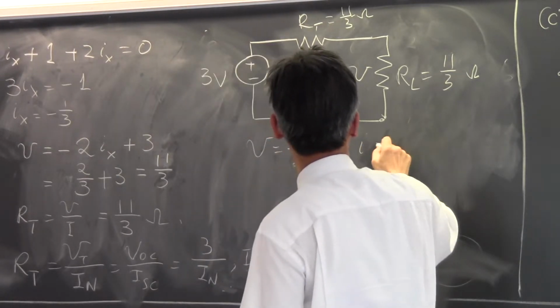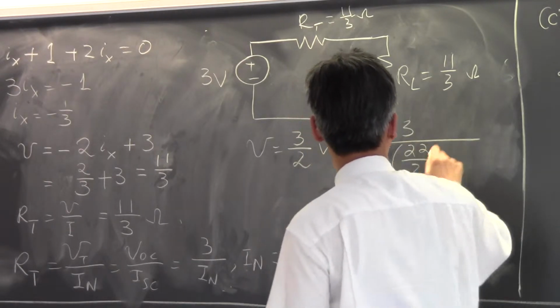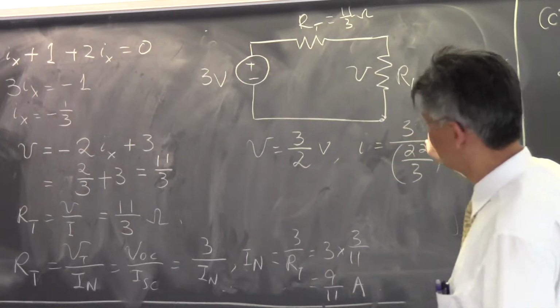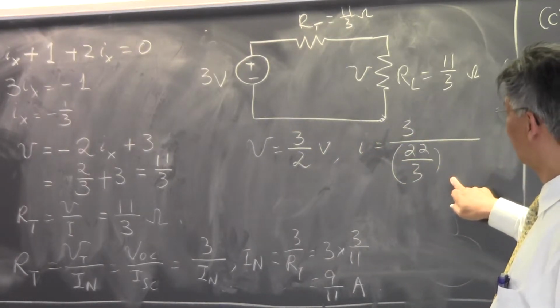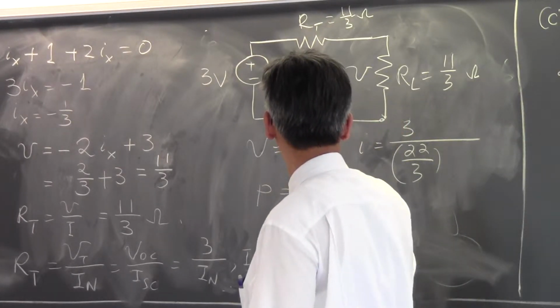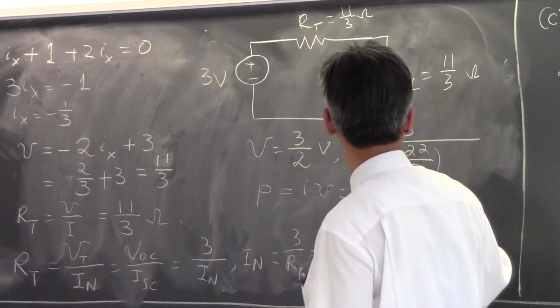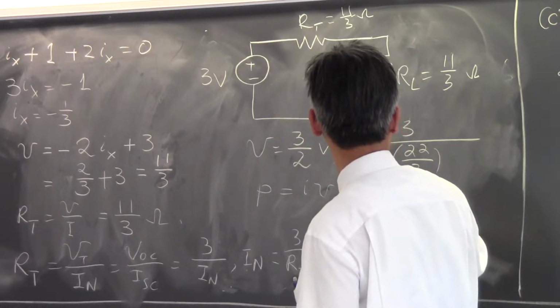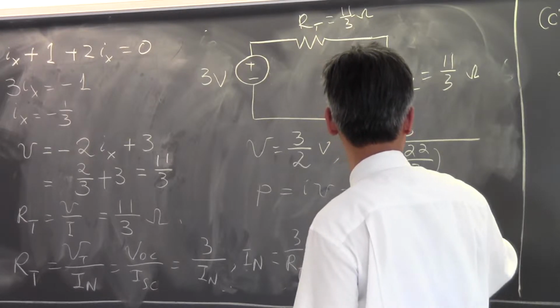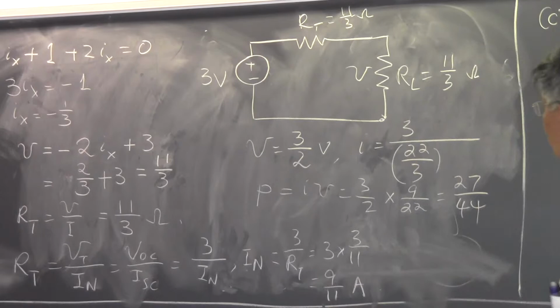And then the current is equal to 3 divided by 22 over 3. You sum these two resistors up, the voltage divided by that resistor gives you the current, and then P is IV, is 3 over 2 times, let me see if I do this correctly, 9 over 22, right? 27 over 44. Bingo, I got it correct.